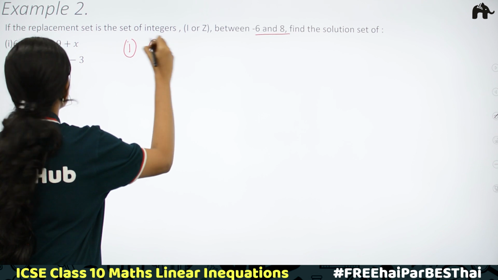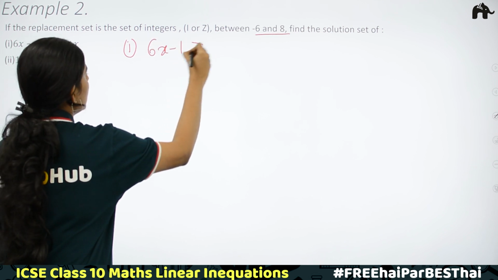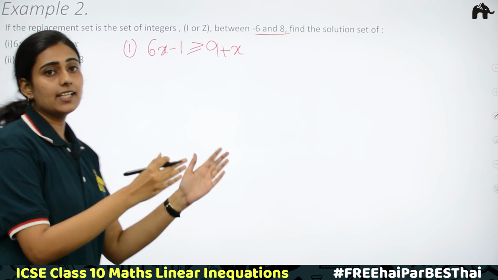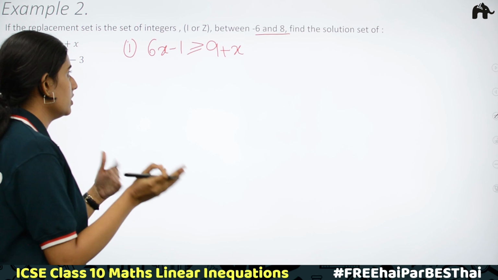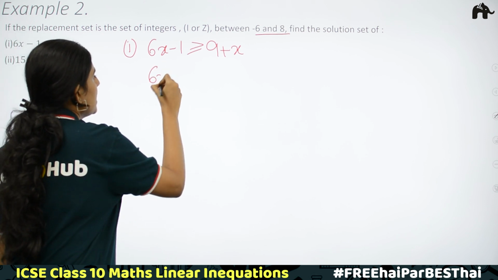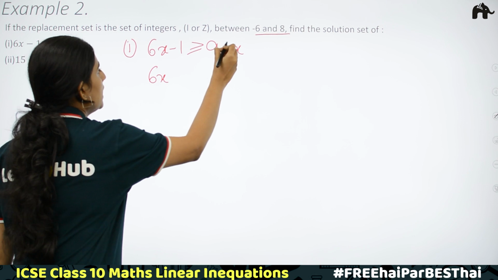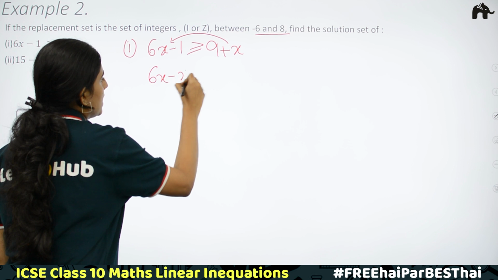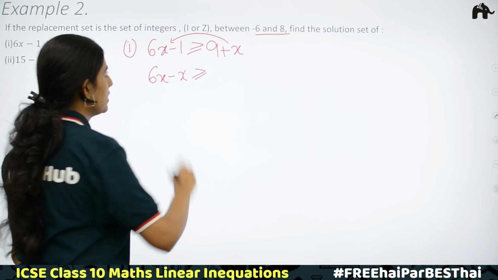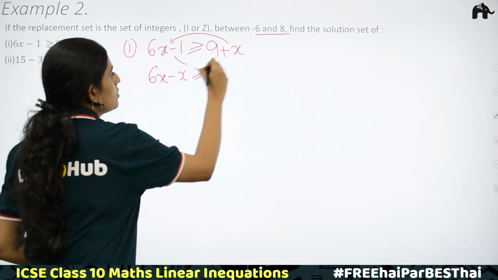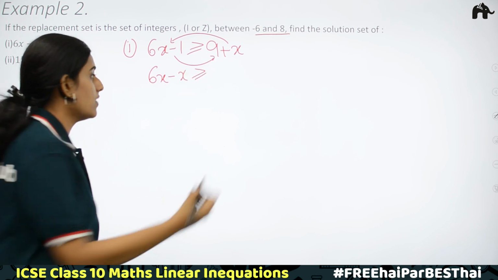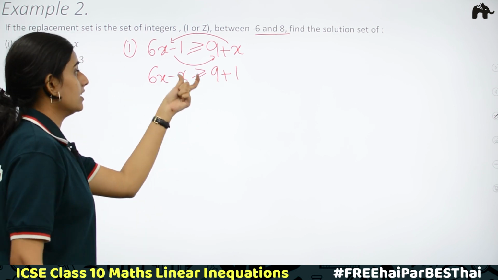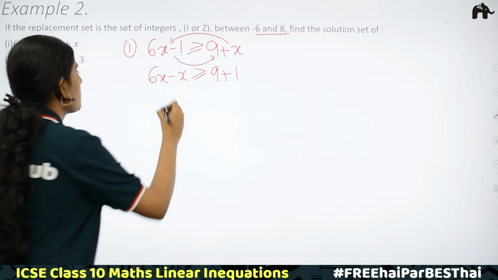First part: it is 6x minus 1 greater than or equal to 9 plus x. We'll take all the variables on one side and constants on the opposite side. 6x plus x. When you bring this plus x to the opposite side, it becomes minus x. 6x minus x greater than or equal to 9 plus 1, since minus 1 on coming to this side becomes plus 1. Clear? The sign, that is the inequality, does not change.